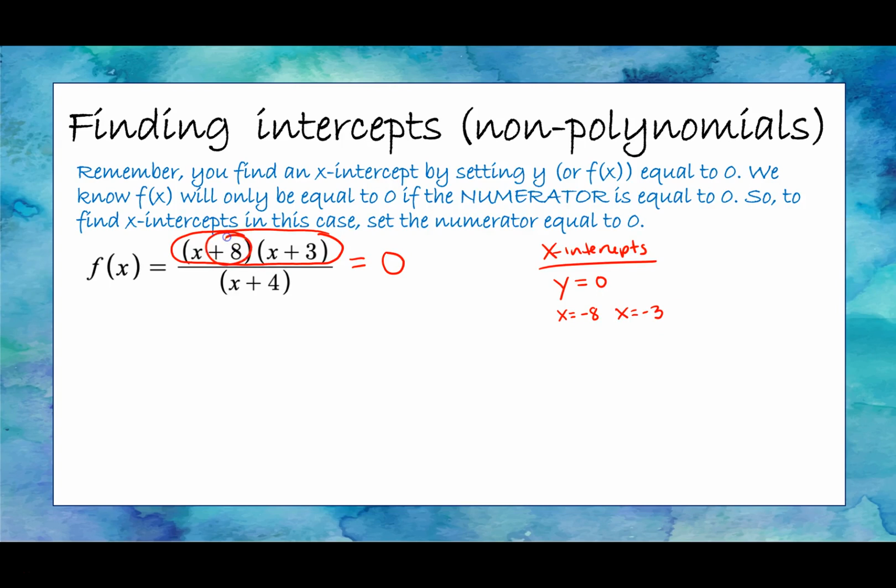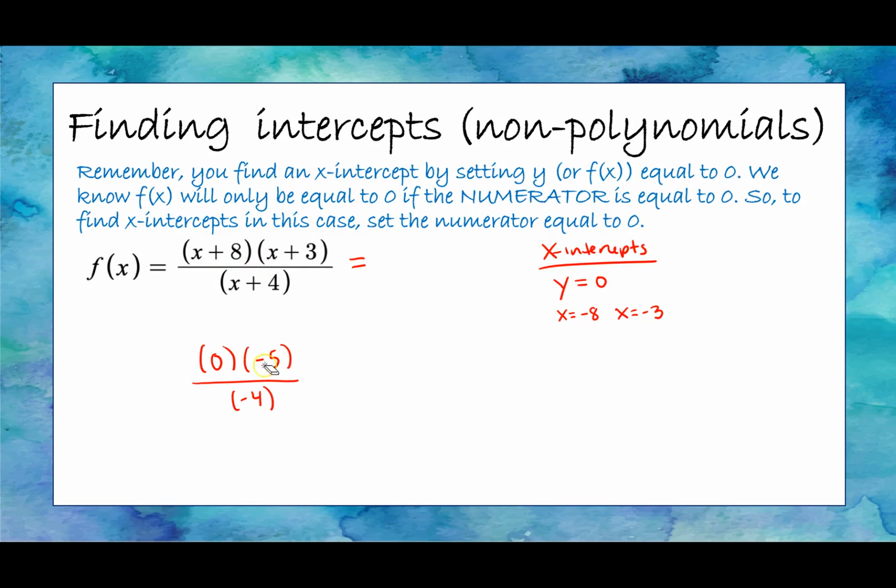See how I said -8 and then -3. And if you don't believe me, you should go ahead and try it. So for example, if I plug in -8, I would get a 0 times a -5 over a -4. And the reason why I do emphasize checking is because we have to make sure that these intercepts are in our domain. We don't want to have an issue in the denominator with any of these two numbers.